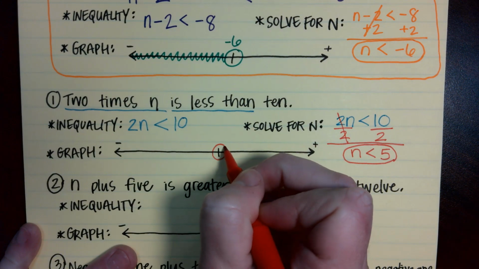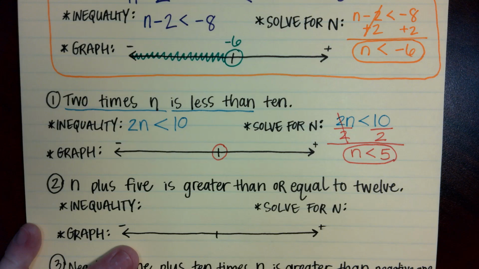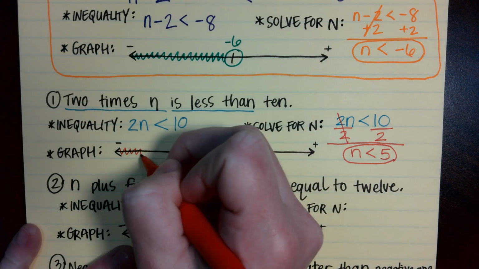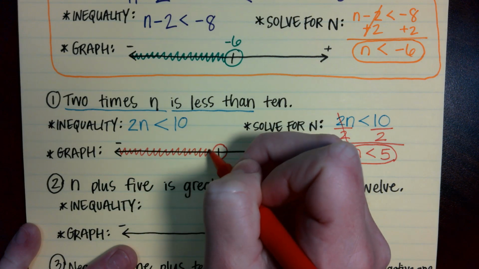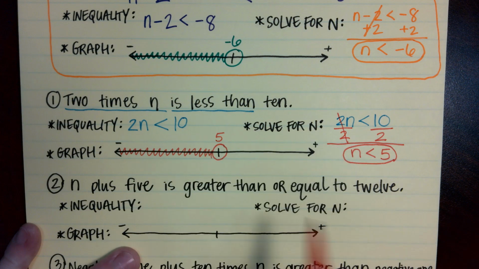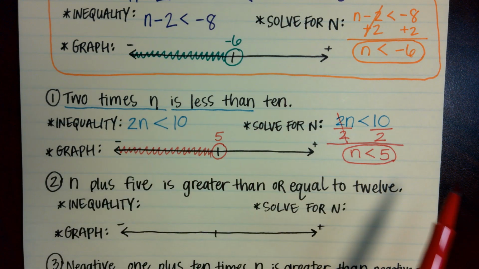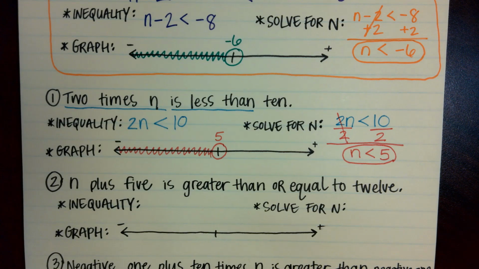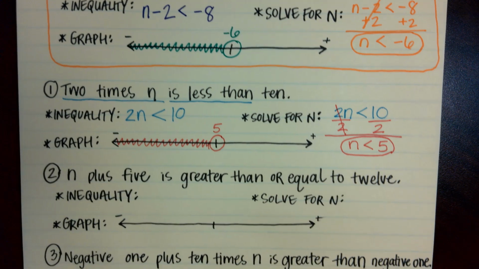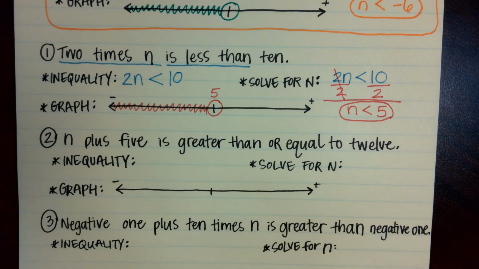Open circle to the left. And what do I write above my tick mark? 5. Gotta write the number. Perfect. Okay. Anybody not get this for number 1? All right. Good deal. Any questions before we try 2? All right. Let's look at number 2.